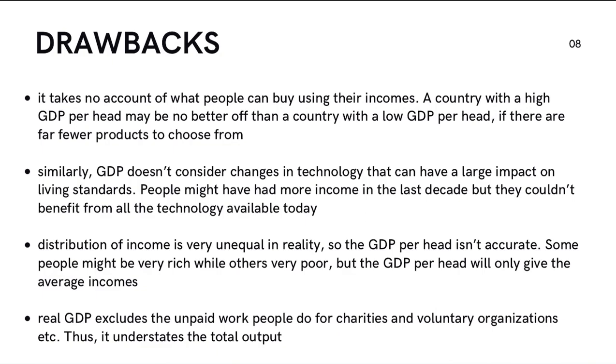Sometimes people might be very rich while others are very poor, but the GDP per head will only give the average incomes. Then real GDP excludes the unpaid work people do for charities and voluntary organizations. So whatever work is done for charities and voluntary organizations is not taken into account when you're calculating the real GDP. That's why it understates the total output. The value of output will be understated.